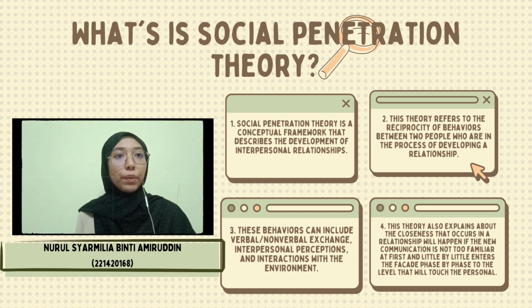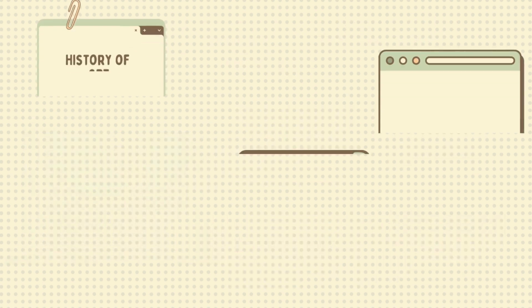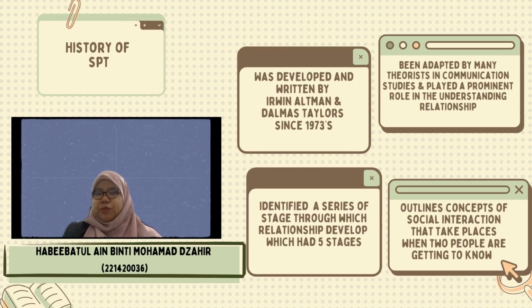This theory also explains that closeness in a relationship will happen if the new communication is not too familiar at first, and little by little, enters the facade, layer by layer, to the level that will touch the person. Social penetration theory was developed and written by Irwin Altman and Dalmas Taylor in 1973.